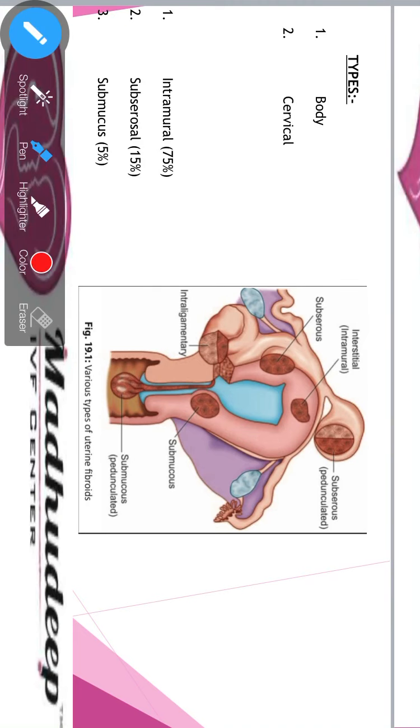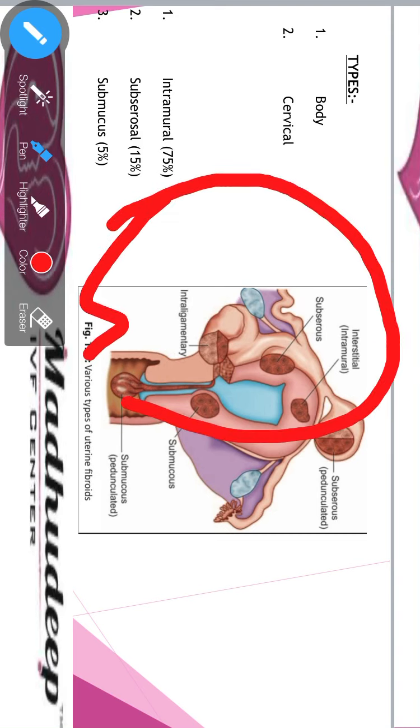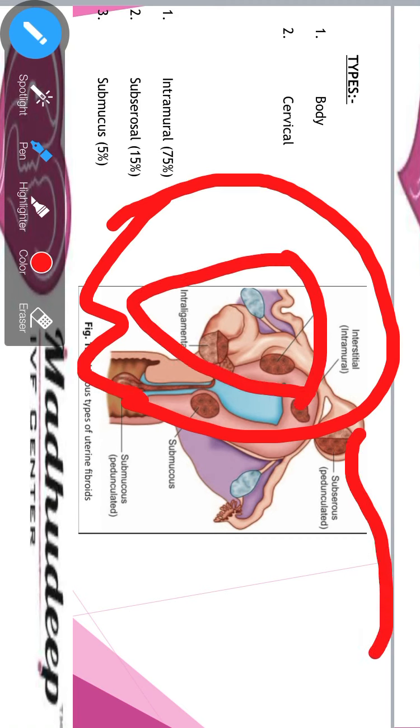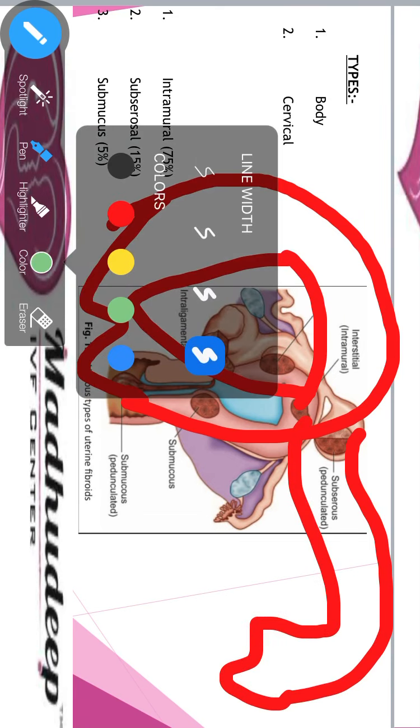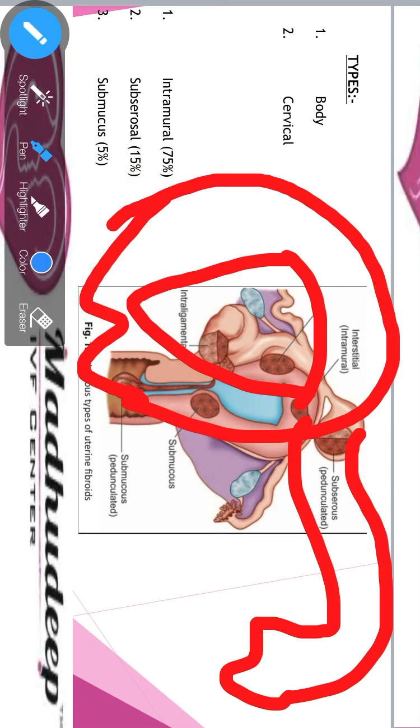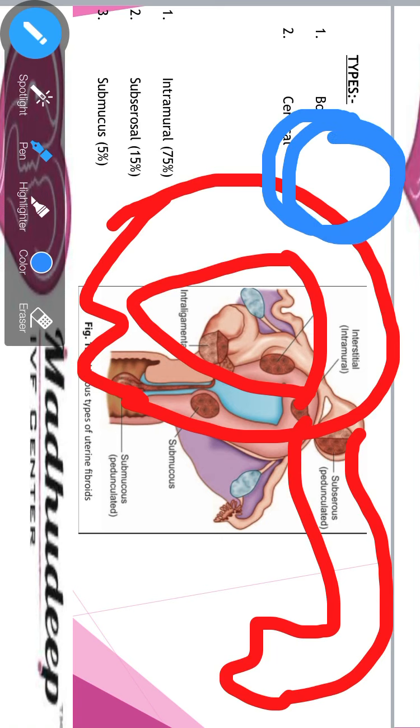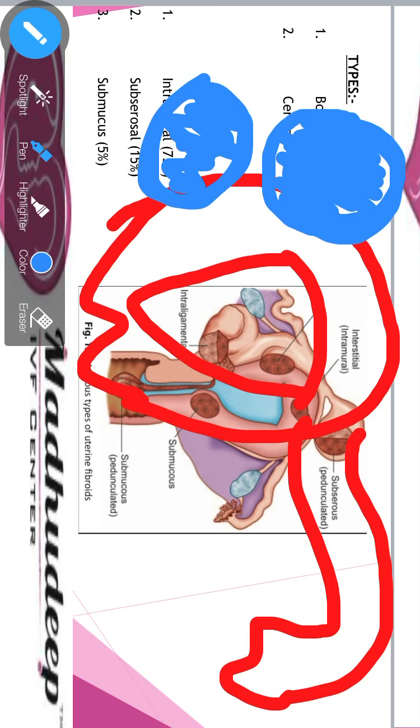Let me explain it in a simple way. This is the figure, but let me explain it simply. Suppose this is the uterus, this is the cavity, this is the fallopian tube. Now, if the fibroid is on the outer side, over the perimetrium like this, it is called a subserosal fibroid.